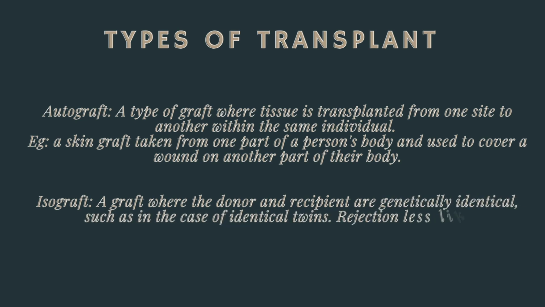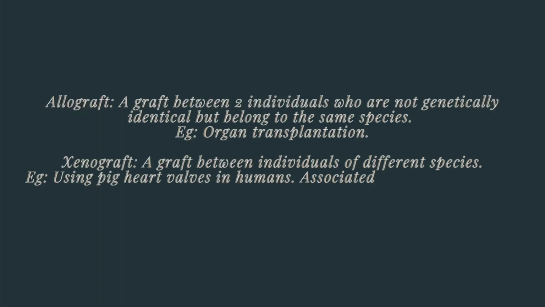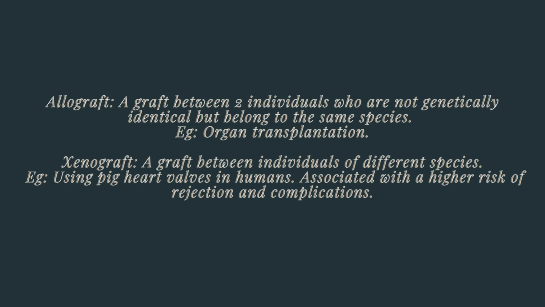to cover another part. Next is the isograft, a graft where the donor and the recipient are genetically identical. So that means monozygotic twins. In this, the rejection is less likely as they are genetically the same. Next, coming to the allograft. The allograft is a type of graft in which the two individuals are not genetically identical but belong to the same species. For example, a normal organ transplantation.